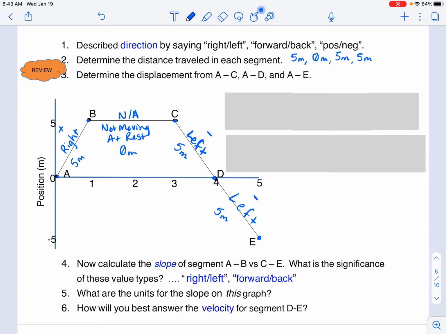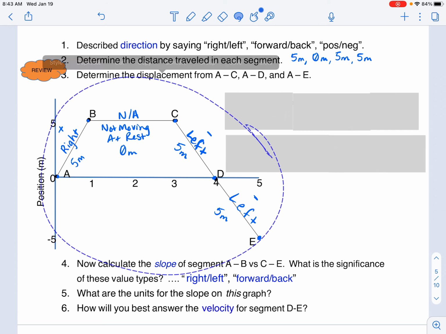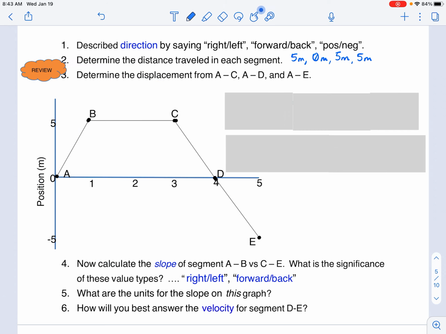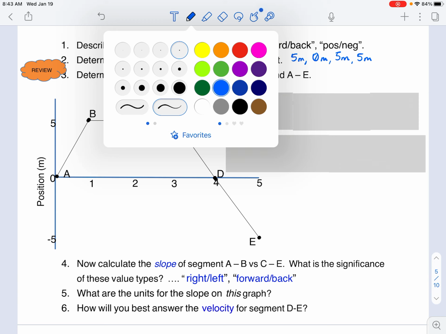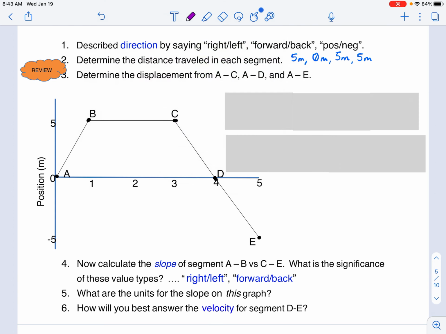Now the next question is asking us about the displacement. So now we're going to clear this off. When we talk about displacement, it's going to ask us from the beginning to the ending, final to initial, okay? So if we make multiple stops along the way, we're ignoring those.